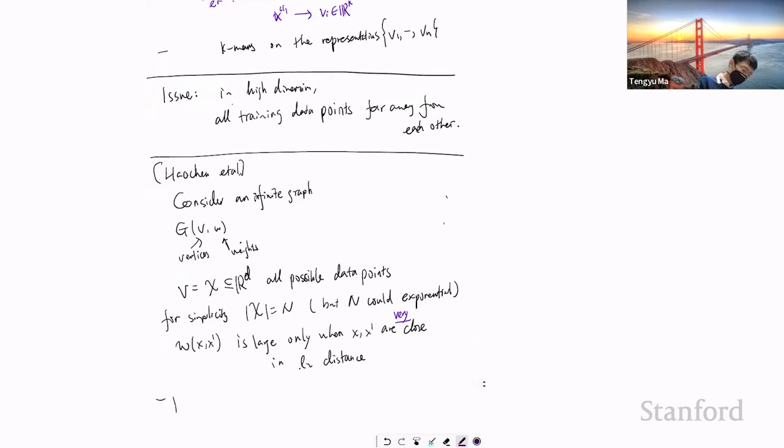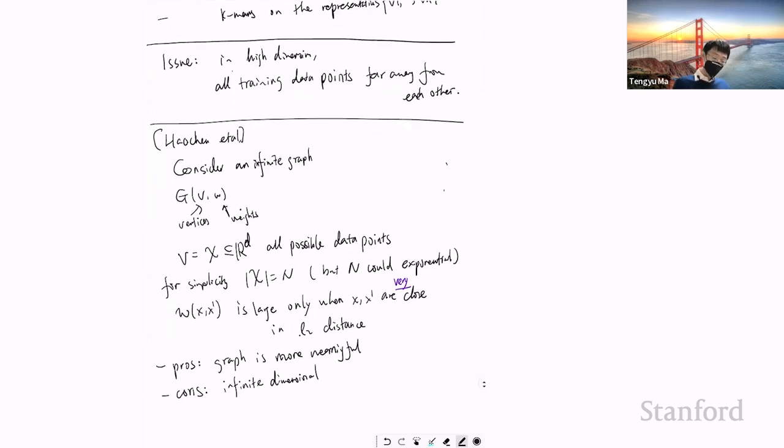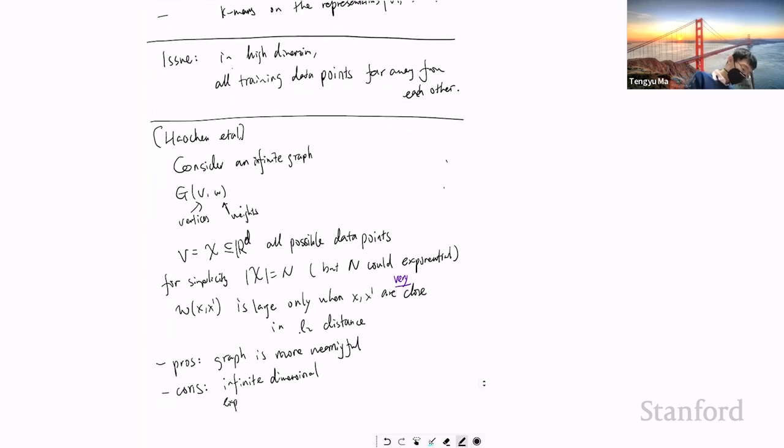So the pro is that the graph is more meaningful. The con is that it becomes infinite dimensional, and you don't have this graph because you don't know all the possible data points. You only have some sample data points. So it's infinite or exponential dimension, and you don't have access to this graph.